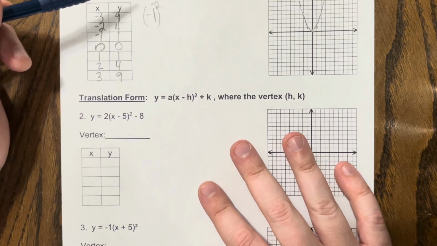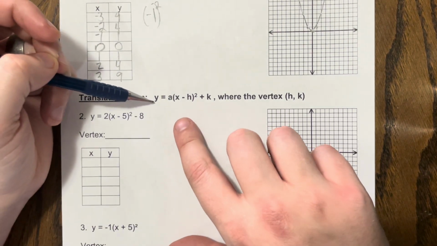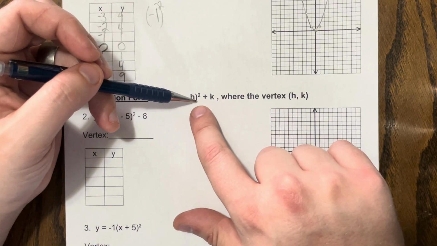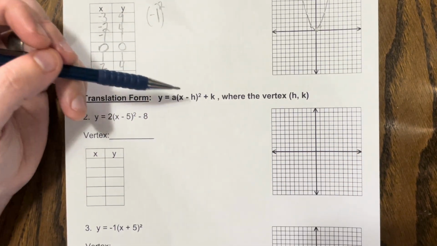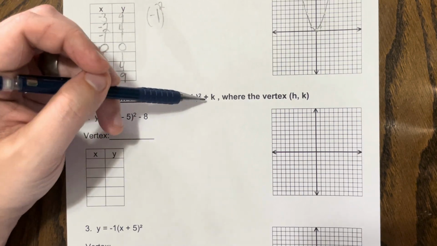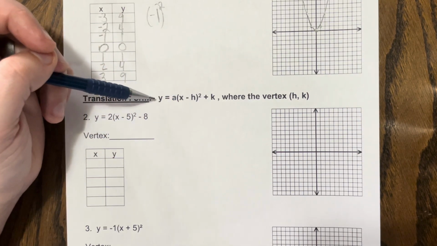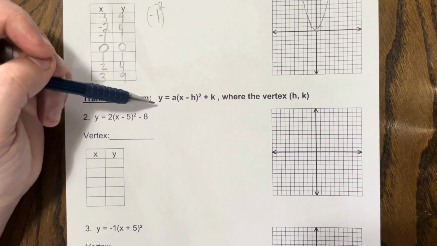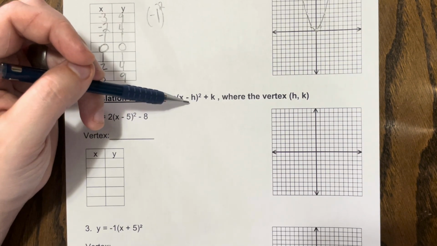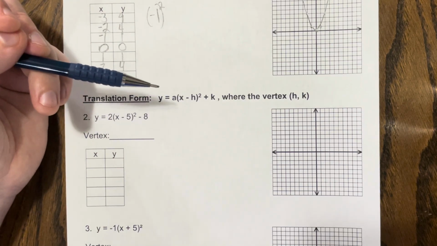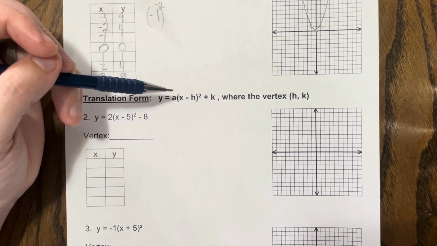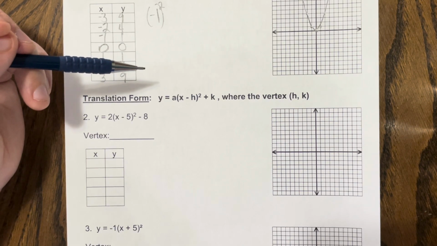So the first form we have with this is translation form. It says y equals a times x minus h squared plus k. So if you notice, this looks a lot like our point slope form for linear equations. The k, we could just think of it as being moved over here with the y, and it would be y minus k equals a times x minus h squared, which would be just that point slope form. This is just moved over in a way that you're able to put it in the calculator.